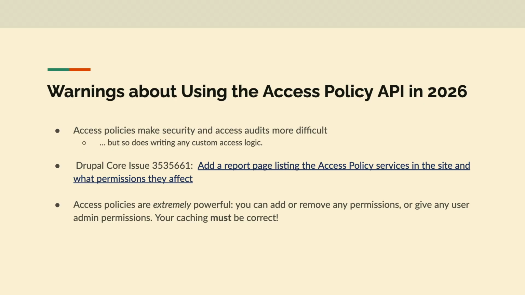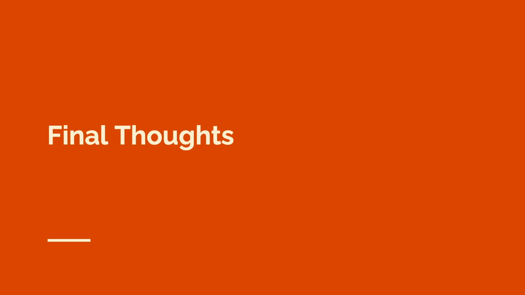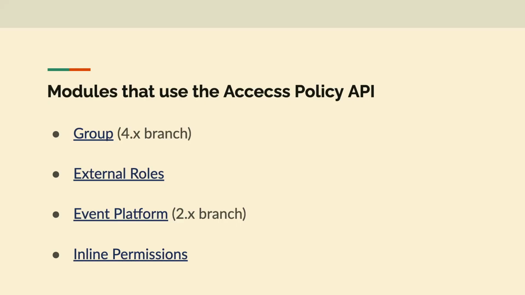And these things are really powerful. You can add and remove any permission, or you can make any user an admin based on these policies. So your caching has to be correct. Final thoughts, modules that use the access policy API: there aren't a lot of them. All of this stuff is abstracted from the group module, but group didn't actually start adopting the core implementation until the 4.0 branch, which is still in dev, so if you want to look at how group is doing it. External roles is a tidy little module.